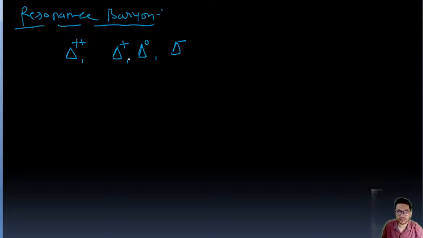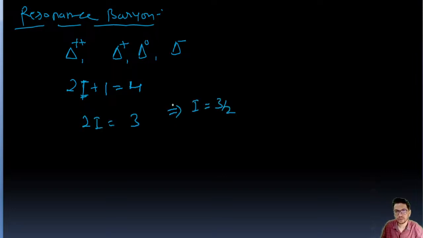Because in this particle category there are four particles, their multiplicity is going to be 4. It means 2I plus 1 is going to be 4, where 2I plus 1 is multiplicity. So from here 2I is going to be 3, which implies the value of I is going to be 3 by 2. Now we'll find I3.